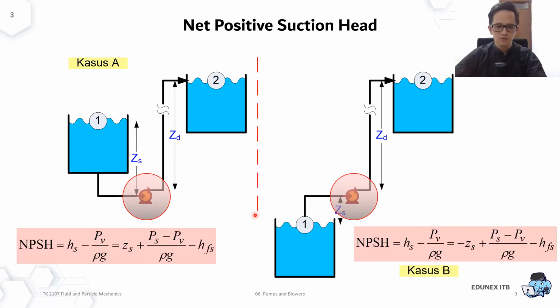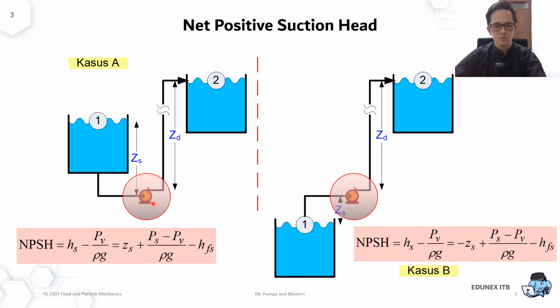So there are two types of NPSH calculation. You just have to look into the position of the pump. In case A, the pump is below the tank 1 position, while in the case B, the pump is actually above the tank 1 position, and it actually makes a difference in terms of the NPSH calculation. One can be expressed as positive, while the other case has to be expressed as negative. And the question is why?